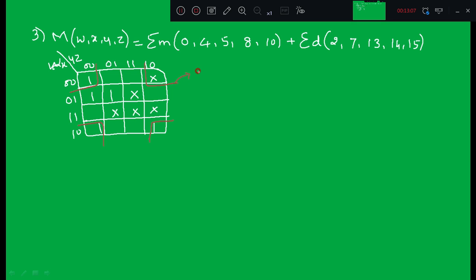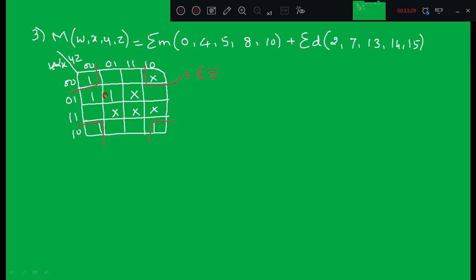Since you are grouping 4 cells, 2 variables will get eliminated. The first variable which gets eliminated is W. So the expression is X bar and Z bar. Okay, so now just think how to group these two, right?